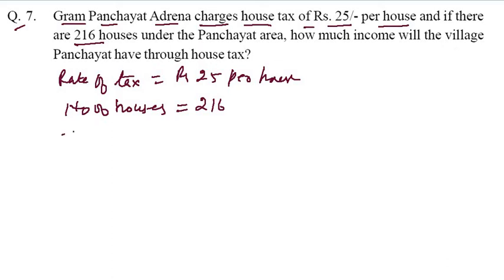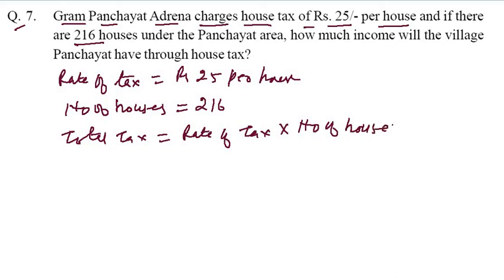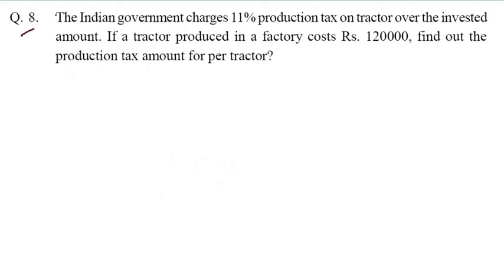So you can find the total tax. Total tax is equal to rate of tax into number of houses. Now rate of tax is 25 and number of houses is 216. So you can write here and calculate it. It will be 5400 and that one is your answer. Now come to the last question of this exercise.